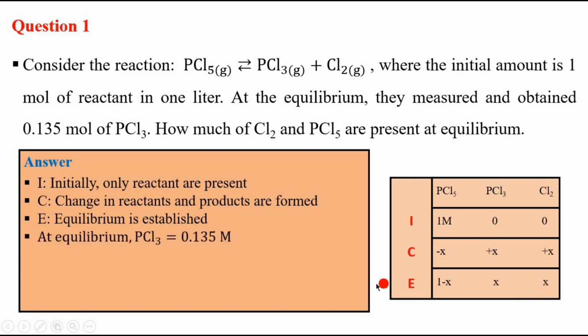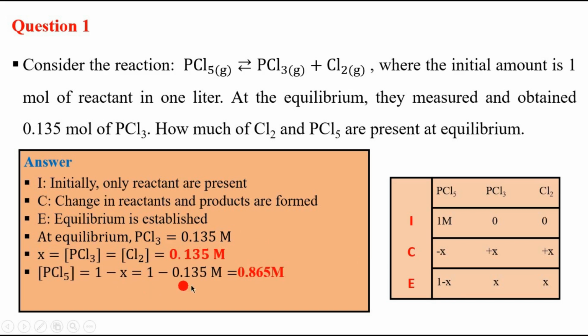So now what do we have? They measured and obtained 0.135 mole of PCl3 at equilibrium. So this X is equal to 0.135 mole, and of course this X is the same for chlorine 2. That means X equals PCl3 equals chlorine 2 equals 0.135 mole. Then what will be the concentration of PCl5? We take 1 minus X, which is 1 minus 0.135. Now we have all the concentrations they asked us to determine.